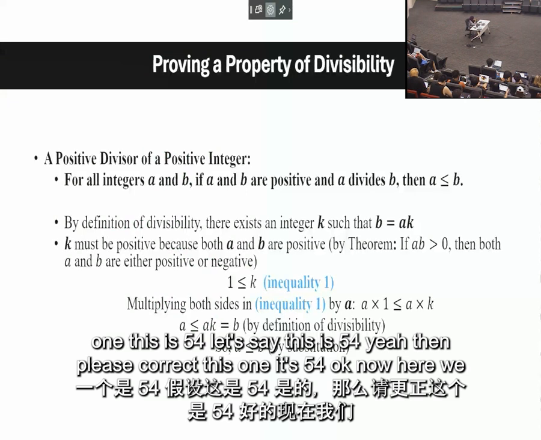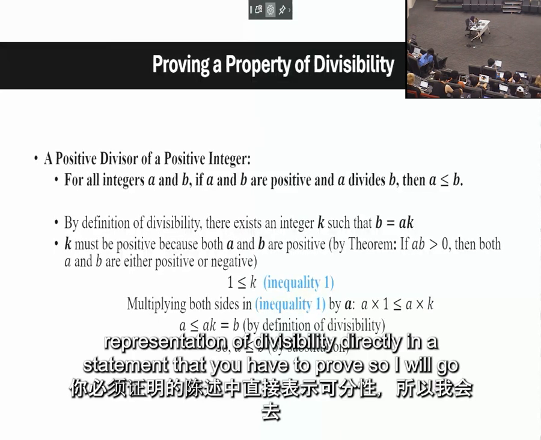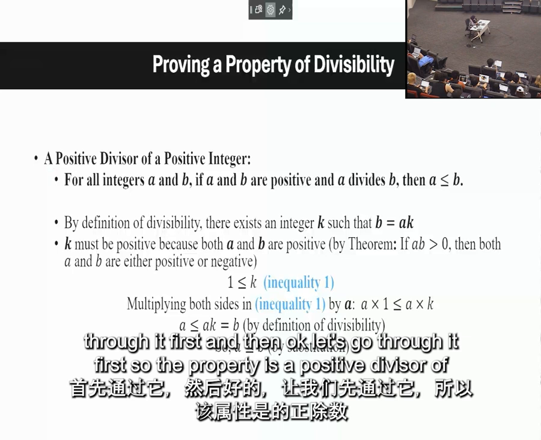Now here we will look at this concept of proving using application of divisibility, using the symbolic representation of divisibility directly in a statement that you have to prove. So I'll go through it first. Okay, let's go through it first.